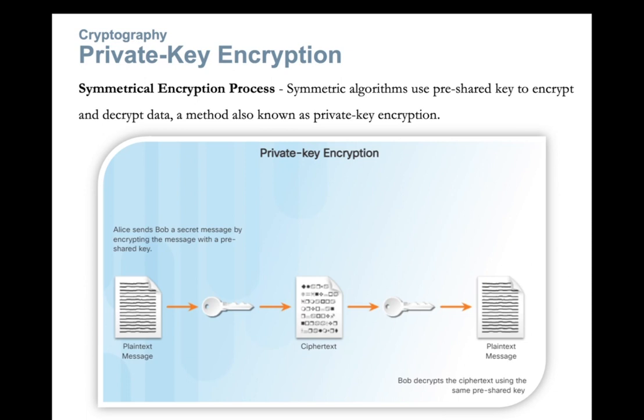Bob can use the same box and padlock to send a secret reply back to Alice. If Bob wants to talk to Carol, he needs a new pre-shared key for that communication to keep it secret from Alice. The more people Bob wants to communicate with securely, the more keys he will need to manage.